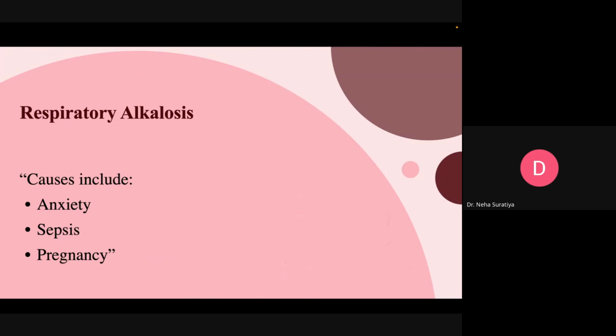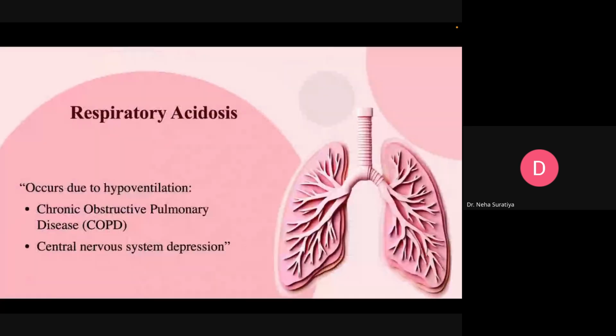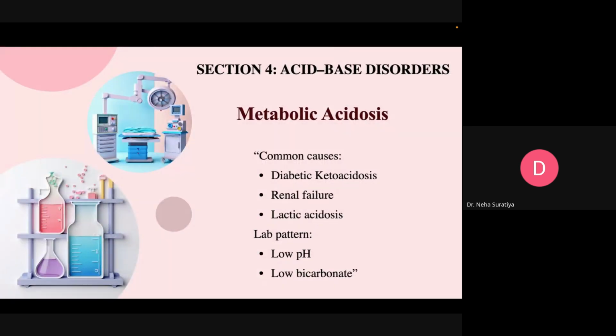Opposite condition, respiratory alkalosis. The causes include anxiety, sepsis, pregnancy. These are respiratory alkalosis. Again, basic, that means pH will be high. Okay, partial pressure of carbon dioxide, you will be having fluctuation in it, right? So this is respiratory alkalosis. Now, I hope you can easily categorize these conditions. And these are acid-base disorders, guys.